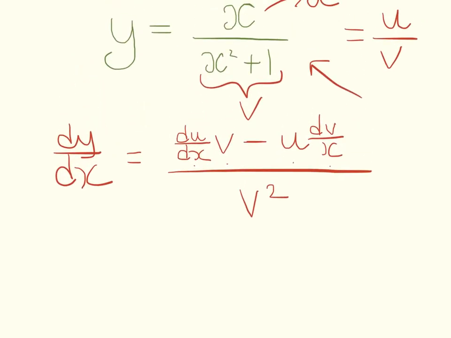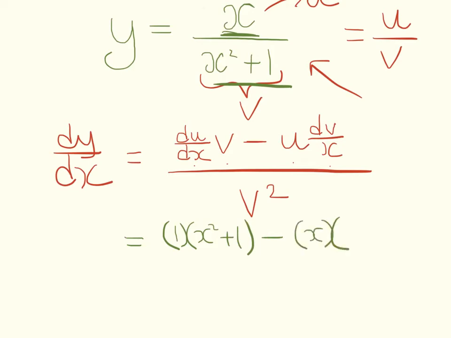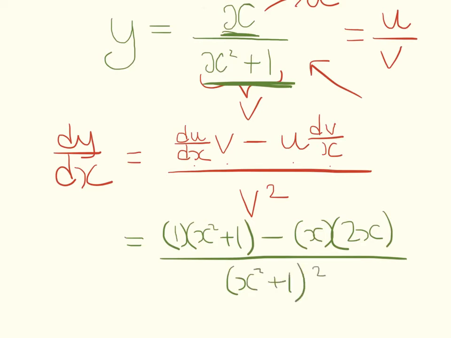So we're just going to substitute exactly what we've got here into that formula. So our u is x, so du by dx is just going to be 1. And our v is x squared plus 1. Now we want to subtract, and now we don't differentiate our u, so it's just x, and then we do differentiate our v, so we get 2x. And then that is over x squared plus 1 all squared.